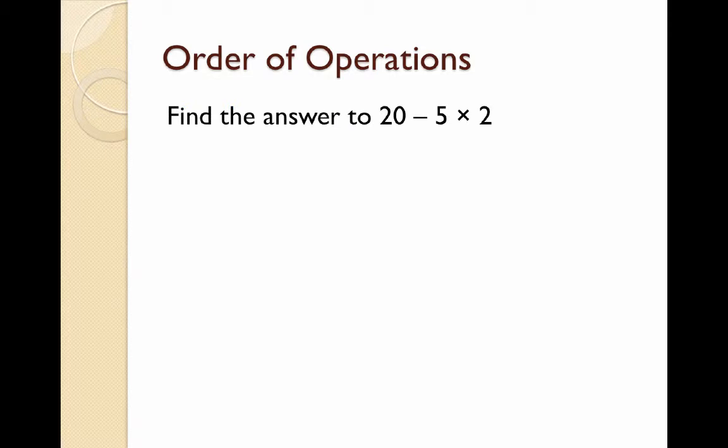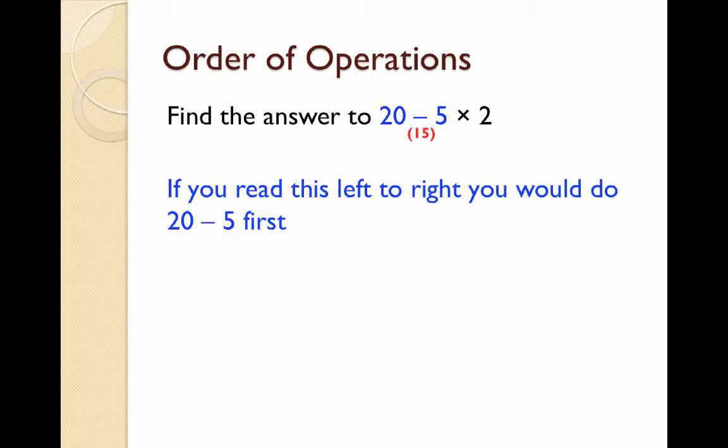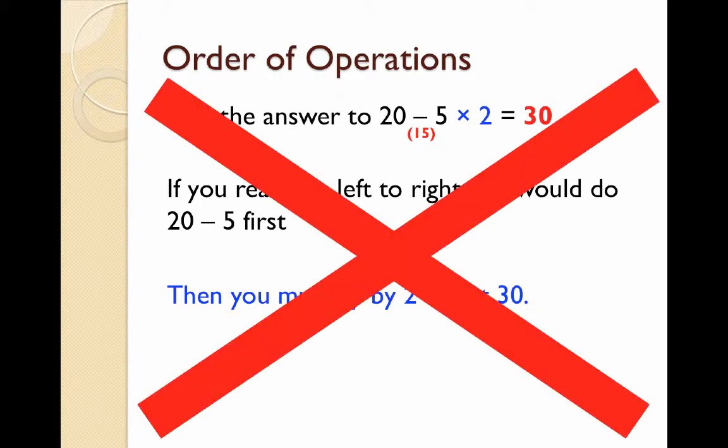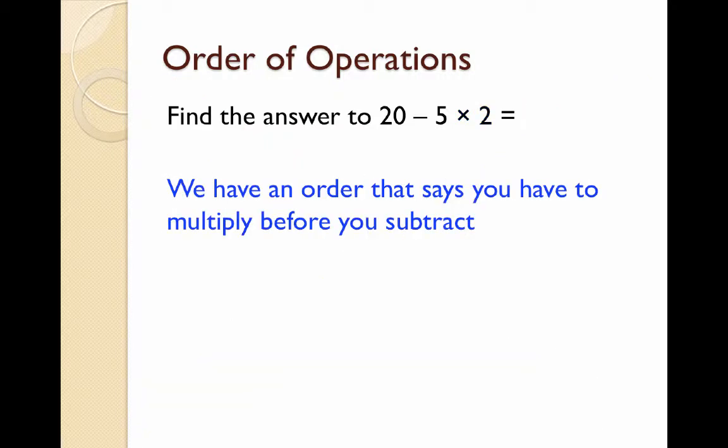Let's have a look at an example. Let's say I wanted you to find 20 take away 5 times 2. You might be tempted to do 20 take away 5 first, which is 15, and then times that answer by 2 to get 30. Unfortunately, this is wrong. You must do multiplication before you do subtraction. That is part of the order of operations. So to correctly get this answer, we do 5 times 2 first, which is 10, and then we do 20 take away 10 to get our correct answer of 10.